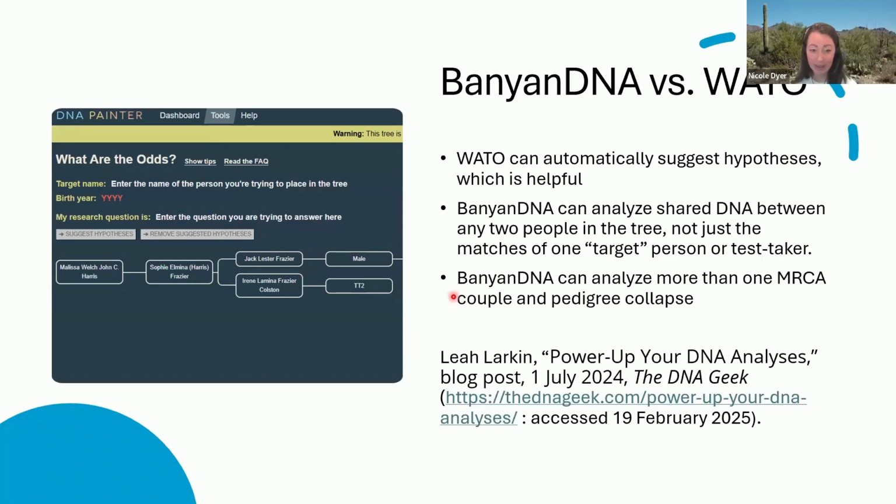So, if you're thinking about using Banyan and you want to try combining that with the power of Ancestry Pro Tools shared matches, where you can see how much everyone shares with each other, this is a really great thing to do. And it is a bit more advanced. So, if you've never used Banyan or WATO, maybe wait to use it until we get to the lesson about DNA tools. But I thought it was really useful in this assignment where I wanted to figure out where people belonged in my tree. If you want to read more about the differences between Banyan DNA and WATO, go to Leah Larkin's blog, The DNA Geek, and she has a post called Power Up Your DNA Analyses, where she talks about using Ancestry Pro Tools shared matches along with Banyan DNA.